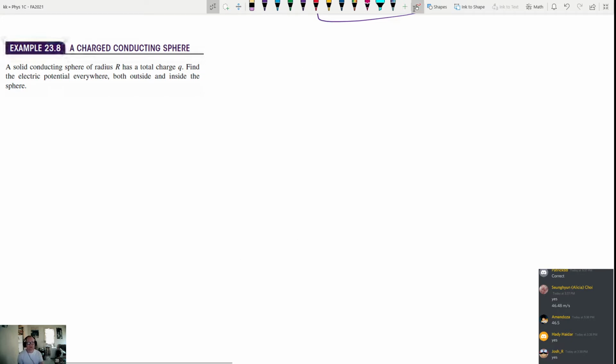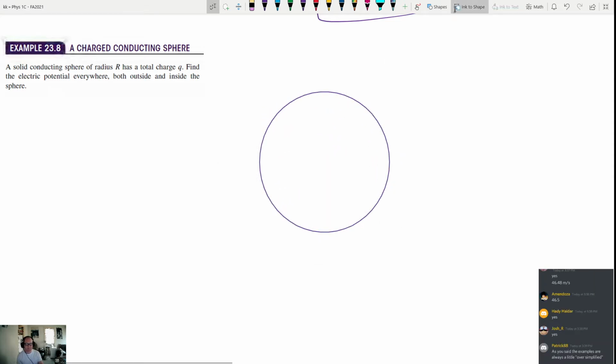So we have a solid conducting sphere. What do we know about conducting spheres? We spent a lot of time talking about this last week.